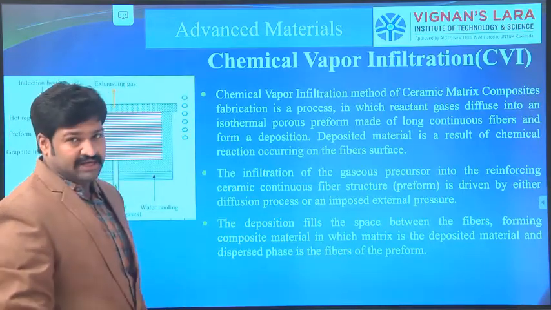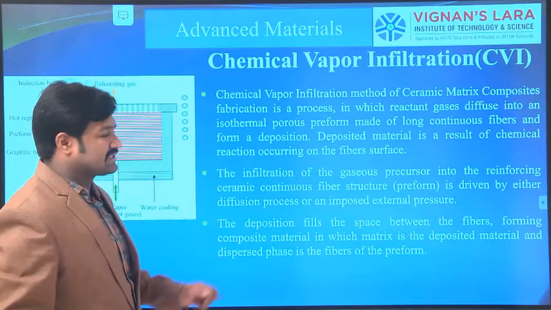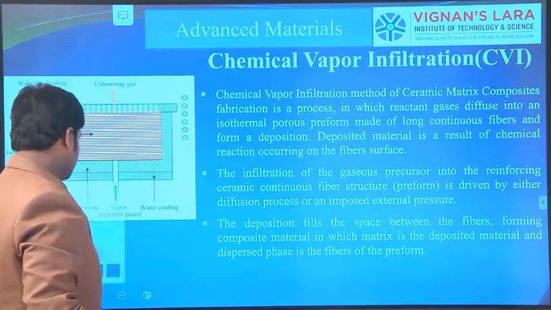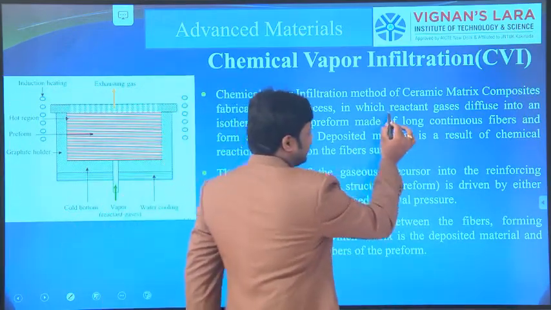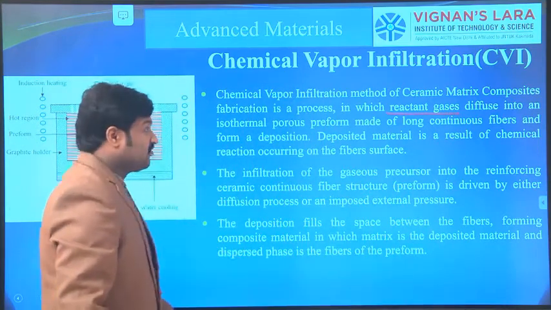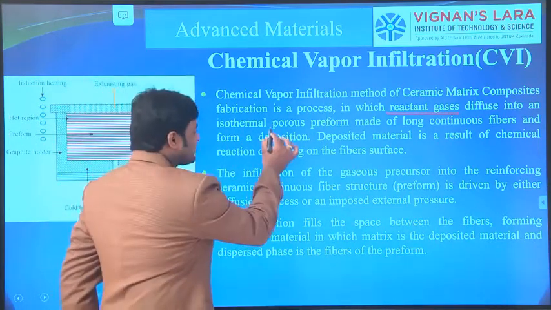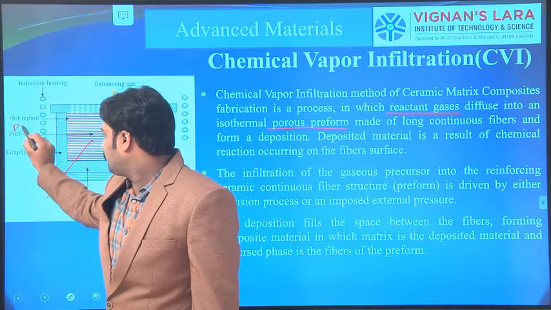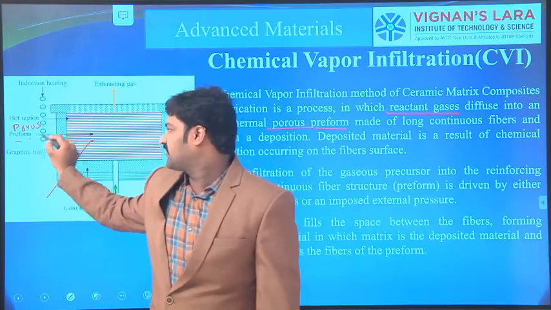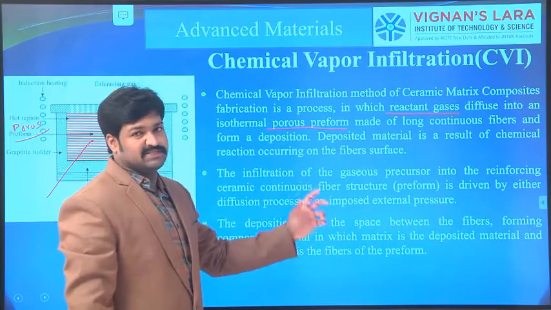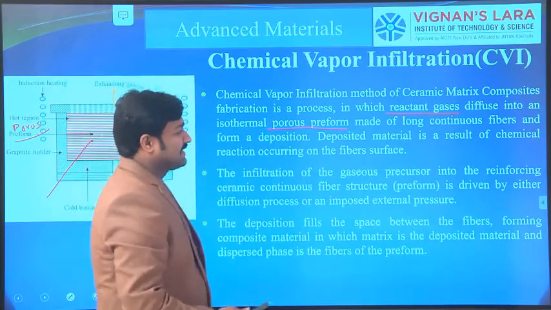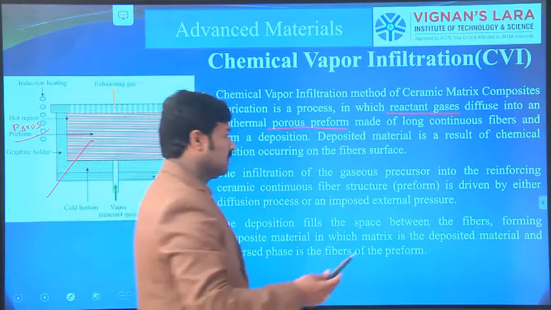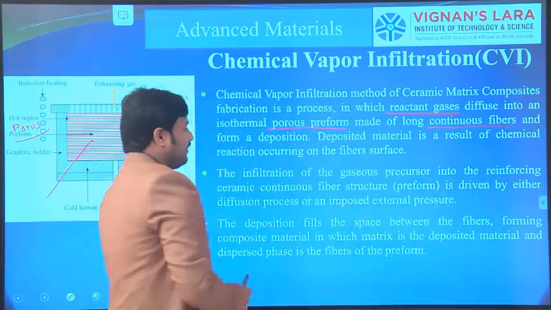So, the chemical vapor infiltration method of ceramic matrix composite fabrication is a process in which the reactant gases diffuse into an isothermal porous preform. So this is the porous preform. Here it consists of a porous preform, in which reactant gases diffuse into an isothermal porous preform made of long continuous fibers and form a deposition.